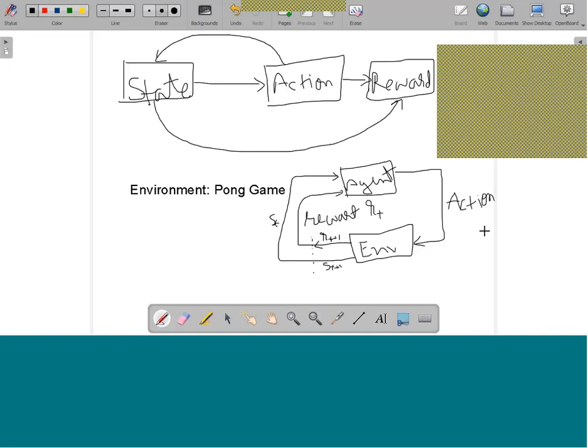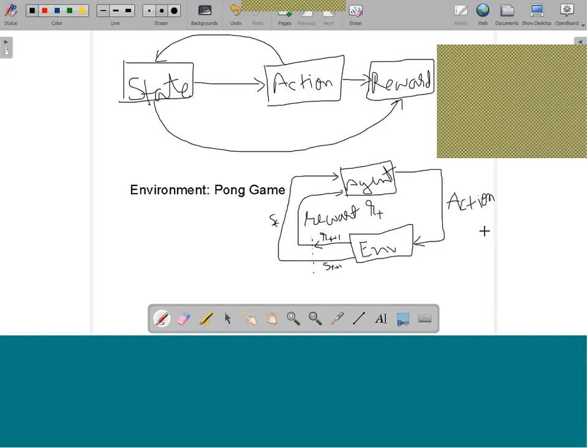Then the environment also gives the state. The agent will get the state, and according to that state it will take the action. So the agent will consider both things, state and reward, and according to that the action will be performed. Does anyone have any doubt regarding this? Then tell me.